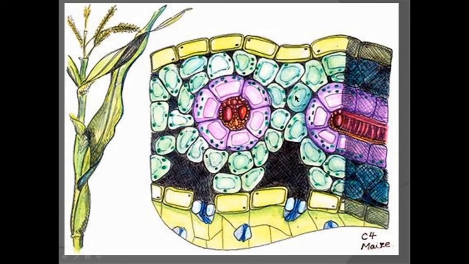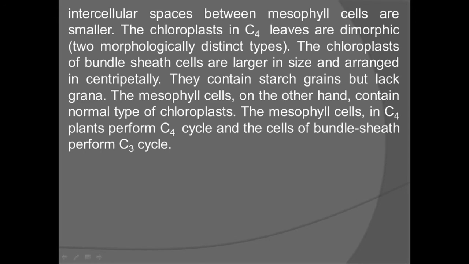See, this is the internal structure of a C4 plant leaf. This is xylem and phloem. That means the vascular bundle is surrounded by bundle sheath cells, and the mesophyll cells are surrounded by the bundle sheath cells. Intercellular spaces between mesophyll cells are smaller.